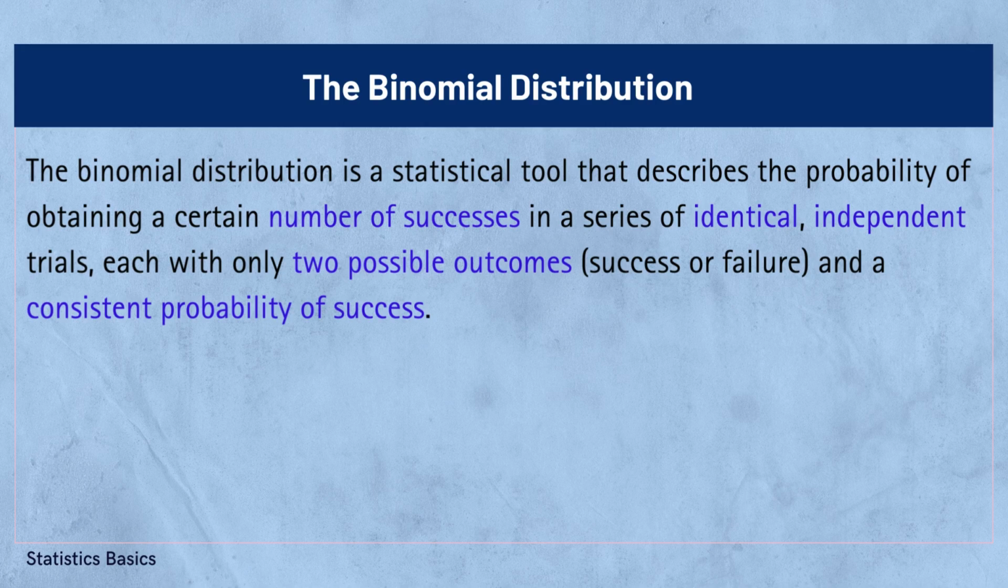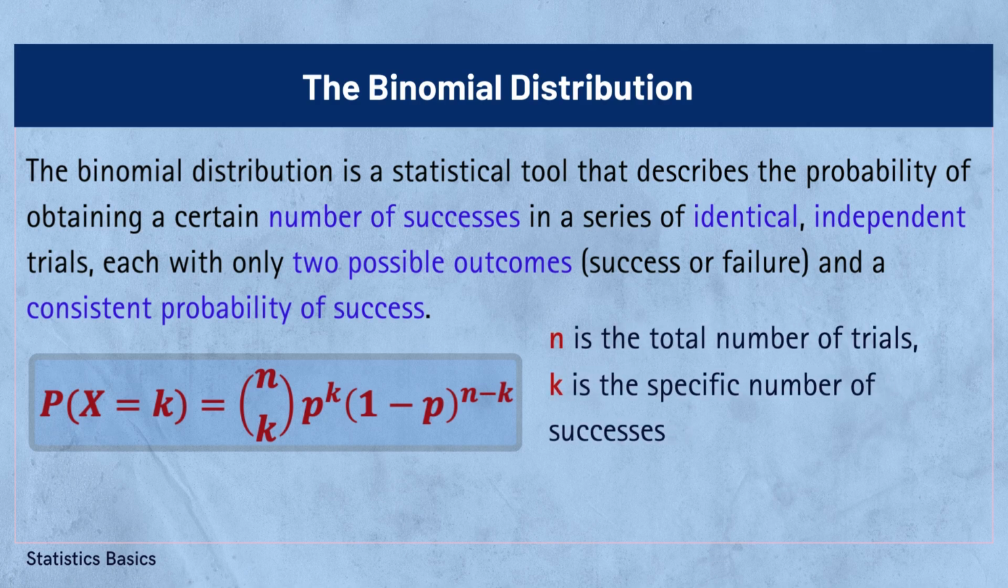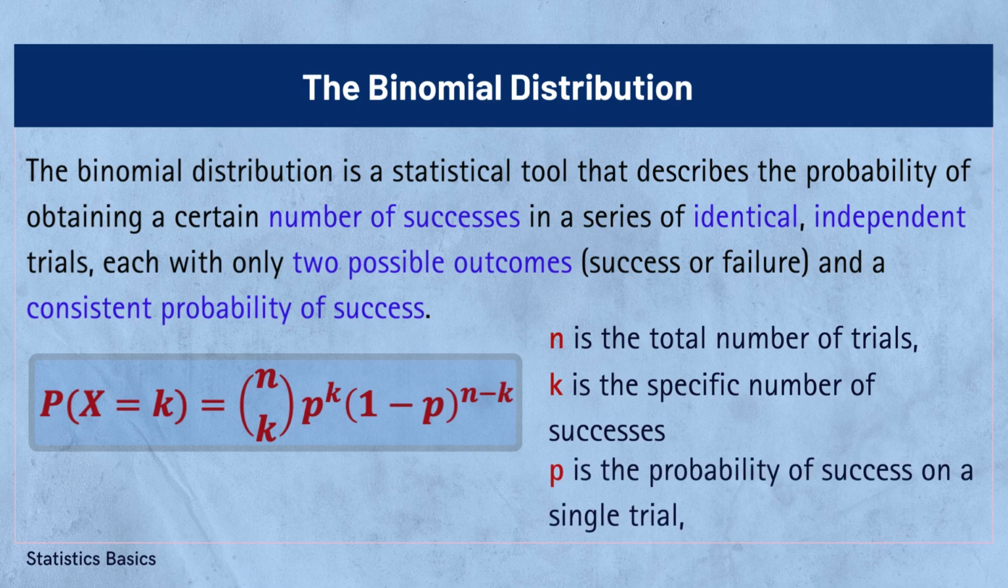probability of success. The probability mass function of the binomial distribution is given by this formula, where n is the total number of trials, k is the specific number of successes, p is the probability of success on a single trial, and n choose k is the binomial coefficient.